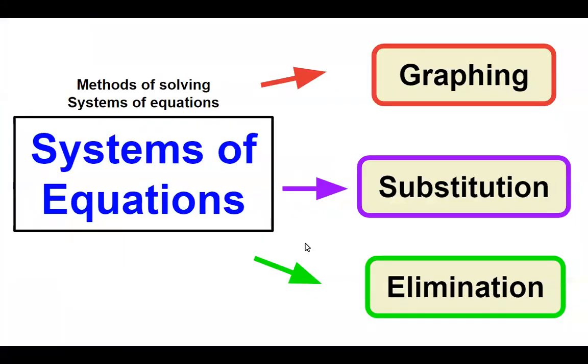I'm going to introduce you guys now to the different methods of solving systems of equations. A system is basically a group of two or more equations, and its solution is the point where all of those equations or lines meet. There's three ways. One way that we're going to see today is graphing. A second way is by substitution, and a third way is by elimination.